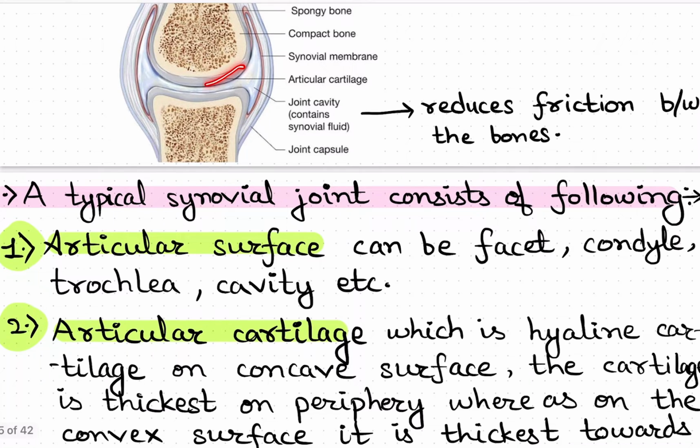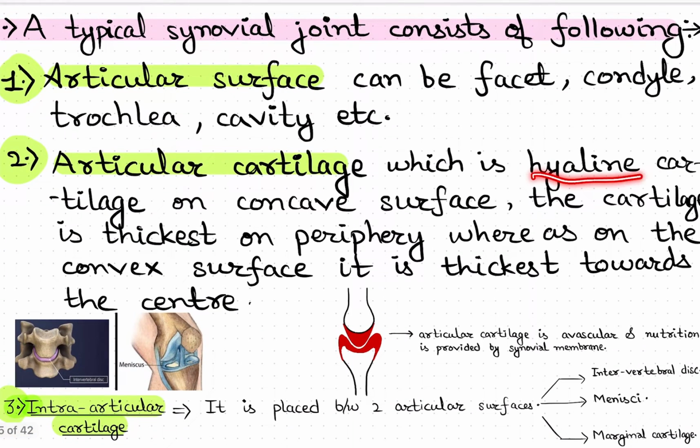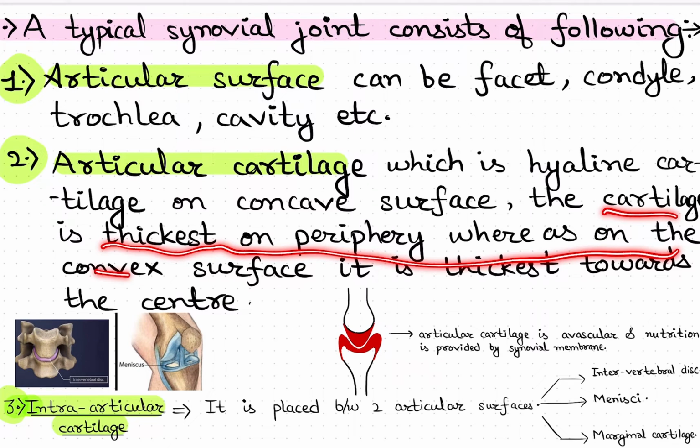Second is the articular cartilage. This is the articular cartilage. This was articular surface, and above it is articular cartilage. And this articular cartilage is generally hyaline cartilage. On concave surface, the cartilage is thickest on periphery, whereas on the convex surface it is thickest towards the center.